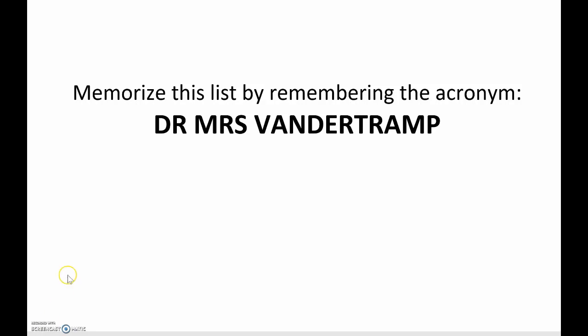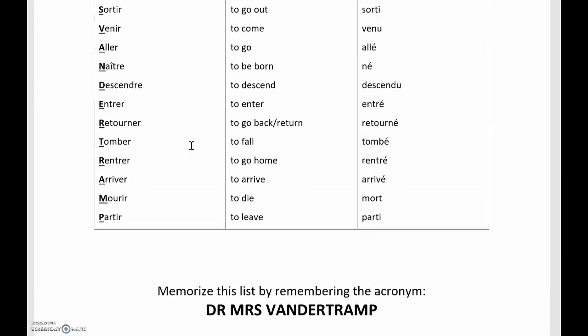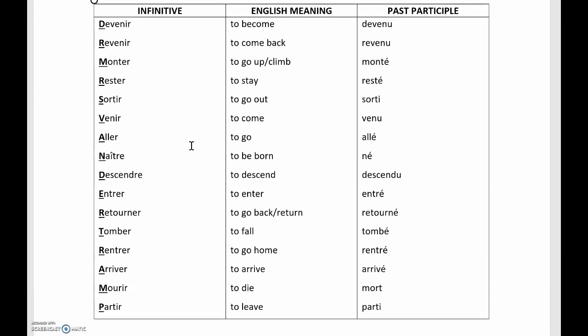But a really helpful way to remember them is by using the acronym Dr. Mrs. Vandertramp. Now, if you copy down the verbs exactly how I had them on the chart here, you'll see that over here I've already bolded and underlined the start of each of the letters. And these letters here at the start, they spell out Dr. Mrs. Vandertramp. So if you remember Dr. Mrs. Vandertramp and you practice writing that out a couple times with these verbs, then it will become a little bit easier to memorize them and to remember them.